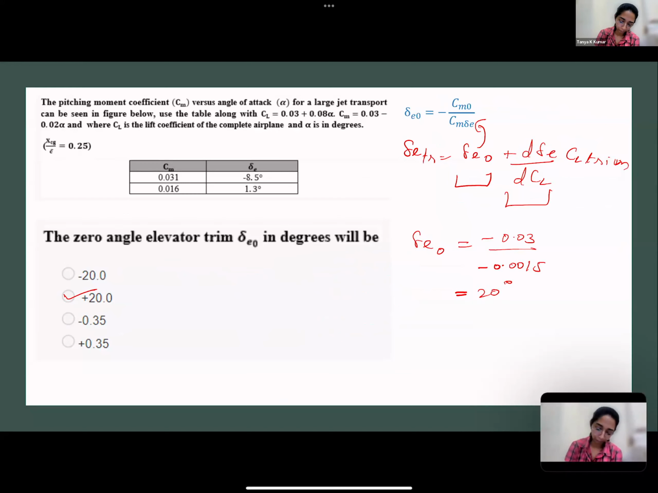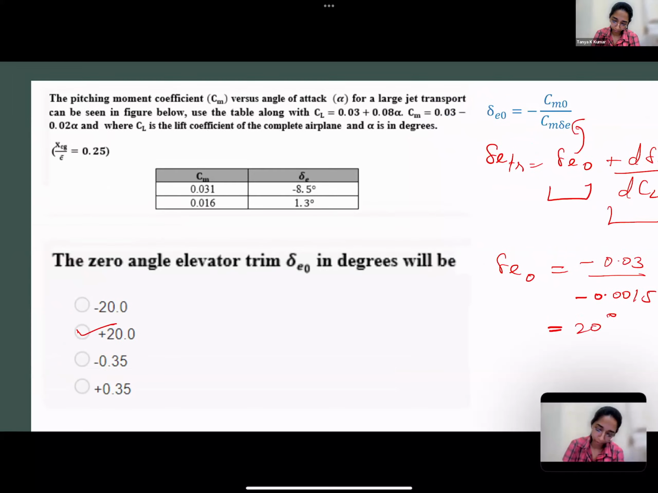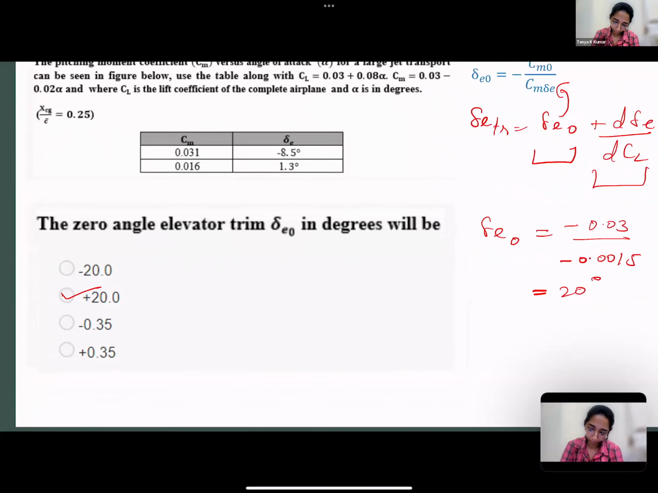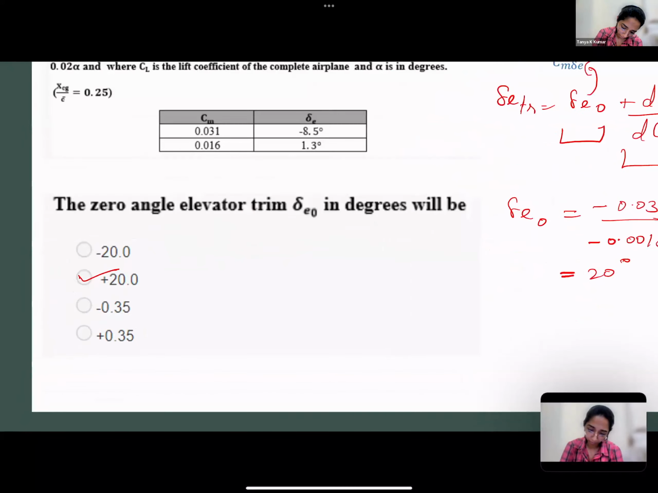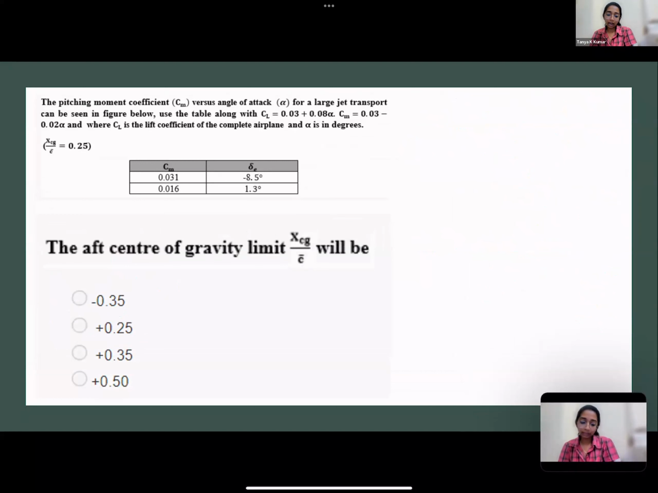Up. Correct. Absolutely right. So this is upward deflection. This is upward deflection. All right. Now next question. The aft center of gravity limit, XCG by C. Aft means as far as you can go. What would this value be? XCG, current XCG is given, but how far can you move the CG?